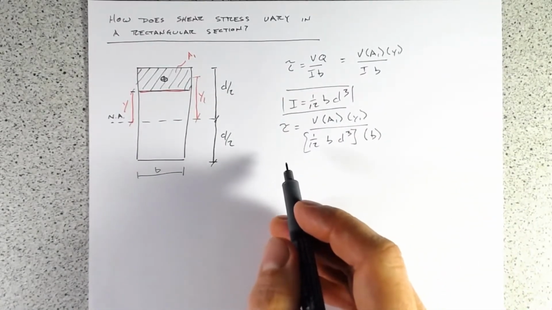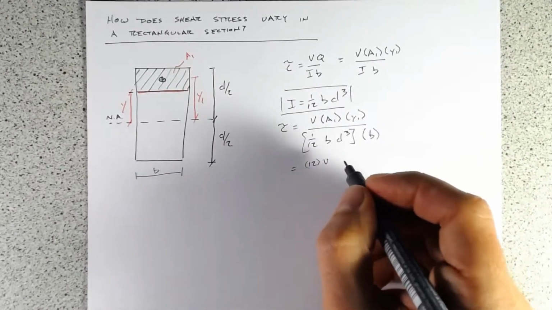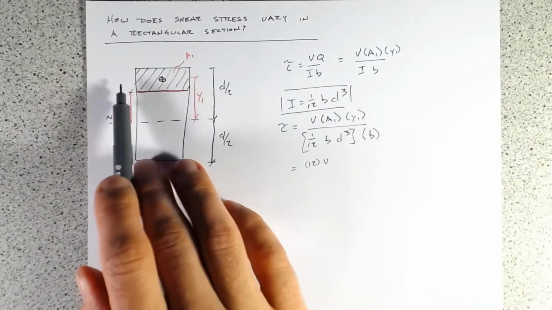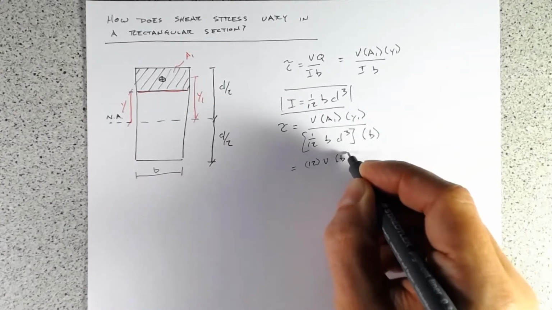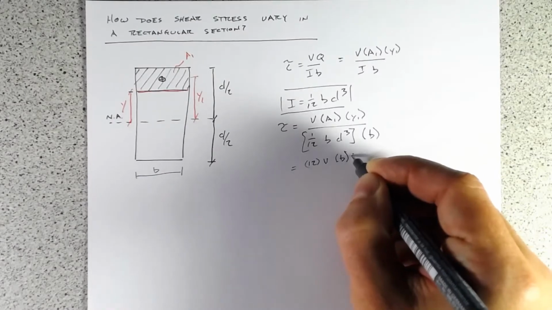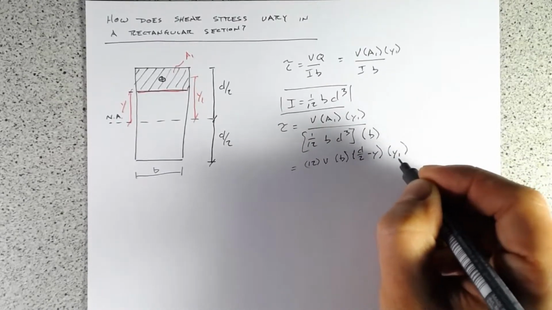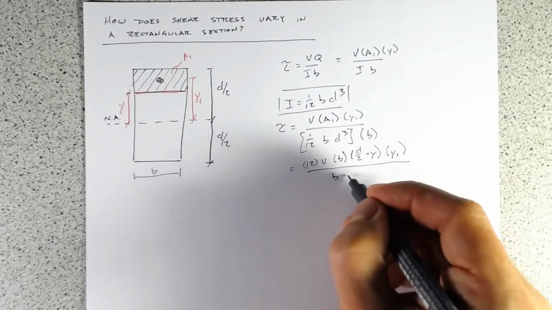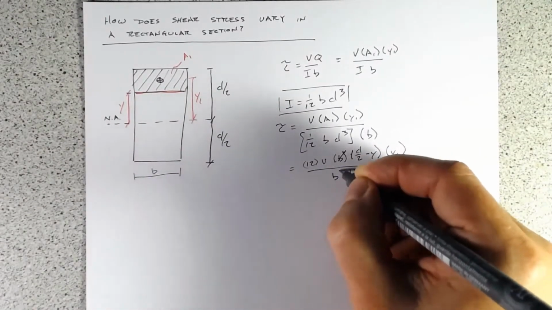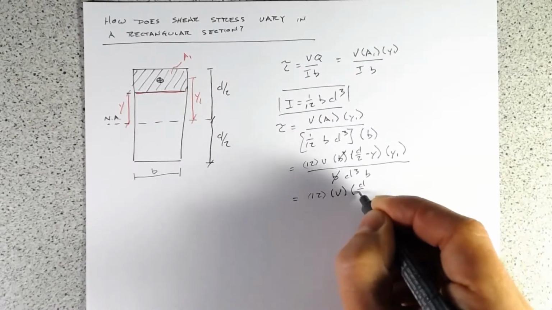Now it's really a matter of expanding this out. Let's bring the 12 up here: 12V. The first thing we need to do is see what this A is. We know it has width B, and it's going to have the height D over 2 minus Y. So that's our area: D over 2 minus Y times Y1 over B D cubed times B. These two B's cancel out. So we end up with 12 times V times D over 2 minus Y.